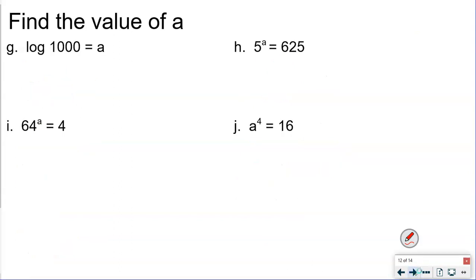Okay, this next one, log of 1,000. Again, you can just do that on your calculator, and it's going to tell you that a is equal to 3.